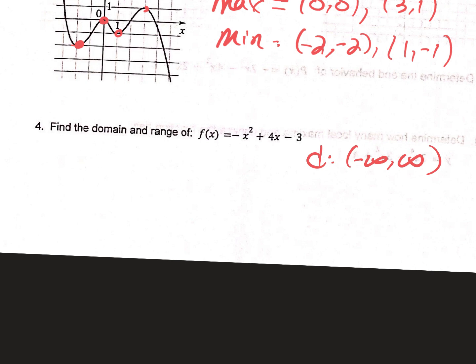So let's do negative b over 2a this time, just to kind of review that a minute. If I do negative b, that's negative 4. A is really negative 1.